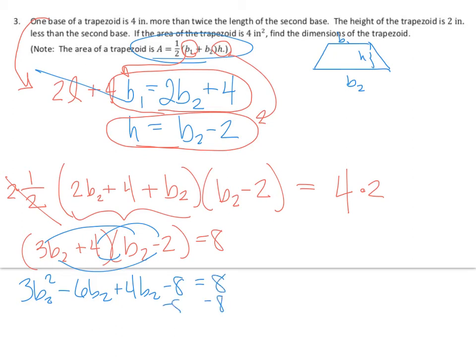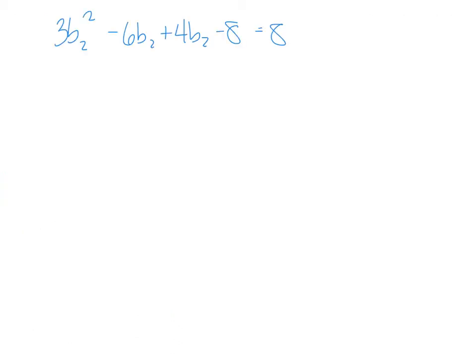Subtract 8 from both sides. I've run out of room. Go ahead and write this down. I'm going to get a new slide. Okay, that's the last thing I did there. So let's go ahead and collect all our like terms. I have negative 16. This right here gives me negative 2b2. And that's 3b2 squared. Can't simplify.